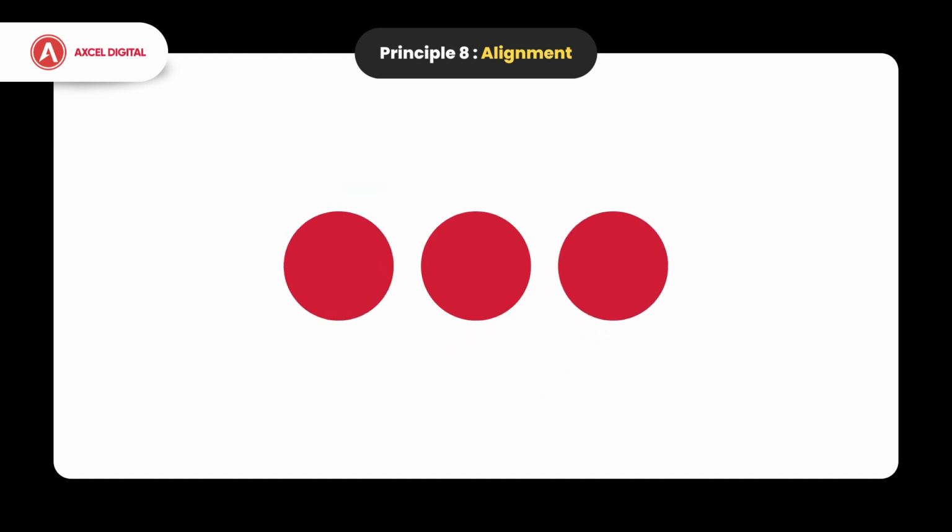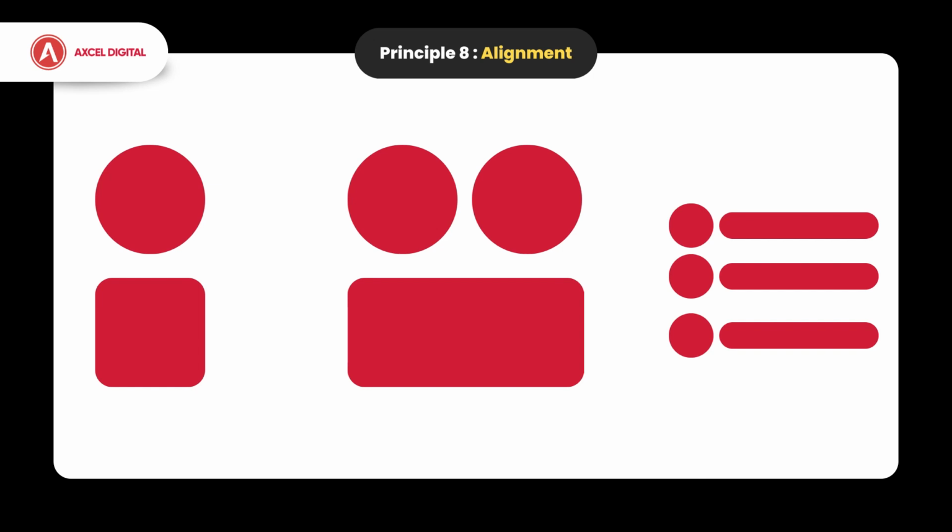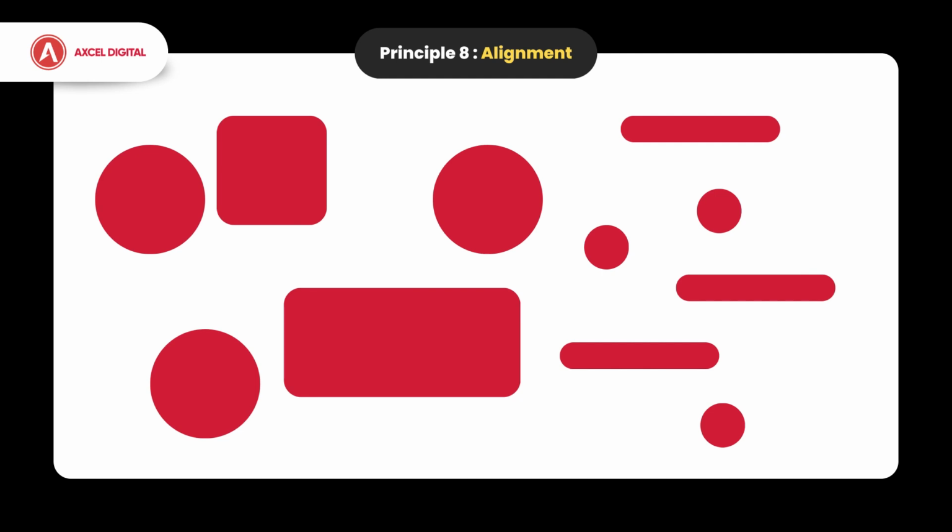Elements can also be aligned to other elements in the design. This implies that these objects have a relationship with each other and should be understood together. Having elements that are not aligned to each other makes your design look random and unplanned.